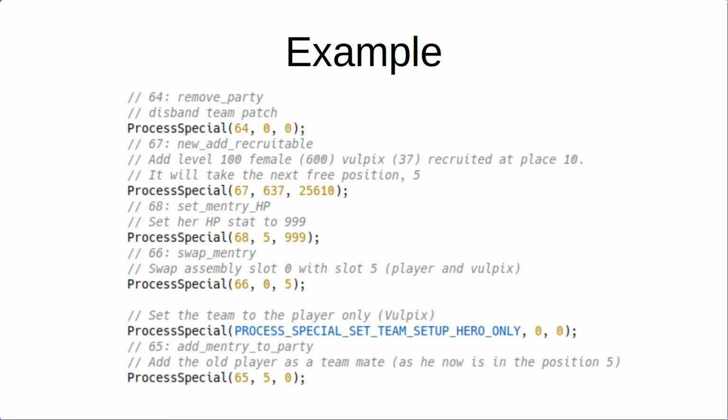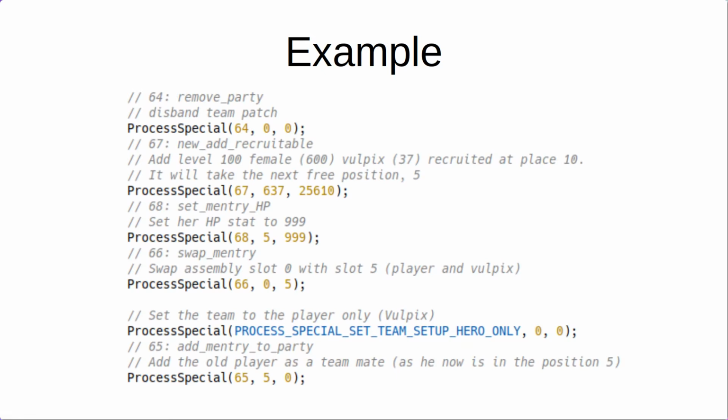This slide shows an example of a script using special processes. The first special process called is the remove party special process, which simply disbands the team, which is required to do further changes. Then it adds a new level 100 female Vulpix, recruited at place 10, to the assembly. It will be at the next free position, which is 5.